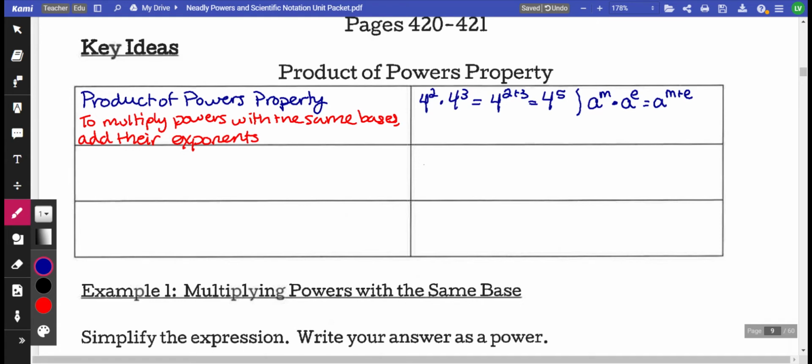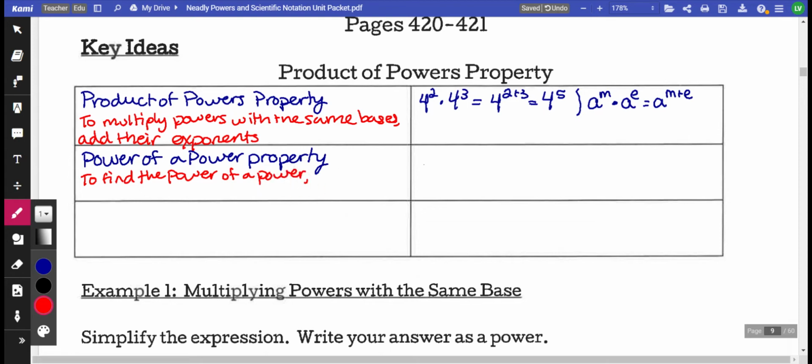Next, we have power of a power property. For a power of a power property, to find the power of a power, you multiply the exponents.